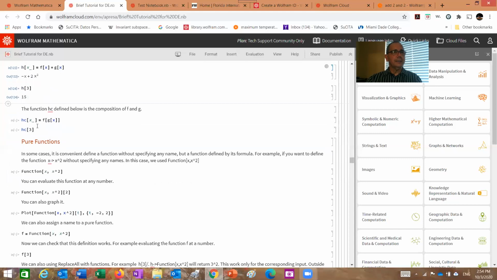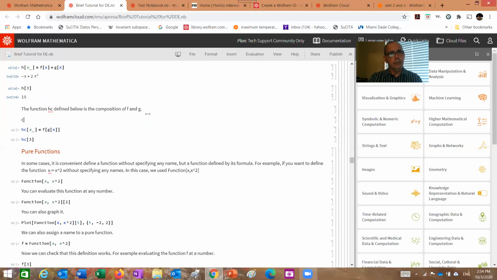We can also define, for example, a composite function. Again, this is a good practice: if you have to repeat the same code again and again, you have to clear all variables every time, just in case. So we're going to clear hc. hc is the name of the function. Notice that I put the underscore next to the x, and then I define this function as f evaluated at g of x. Okay, let me press enter here.